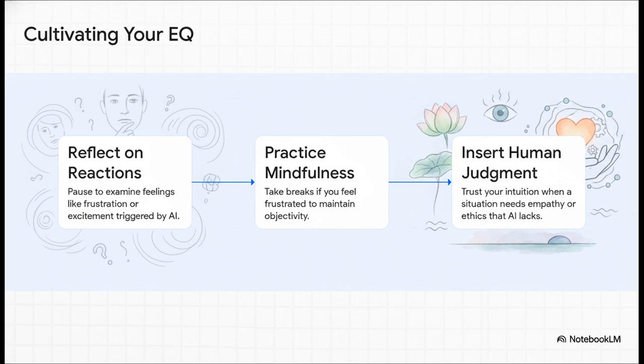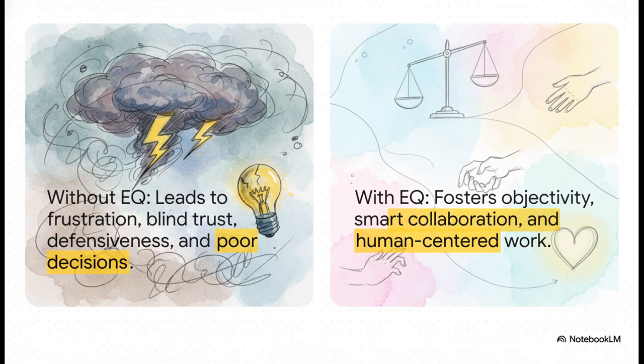And step 3, insert human judgment. You have to trust your intuition. When a situation needs empathy or has a tricky ethical angle, that's your job. The AI can't do that. And the impact of your mindset here is huge. I mean, look at the difference. Without this kind of emotional intelligence, or EQ, you end up with frustration, blind trust, maybe some defensiveness, all leading to poor decisions. But with it, you get objectivity, you get smart collaboration, you get way better outcomes and work that is truly human-centered. It's a night and day difference.